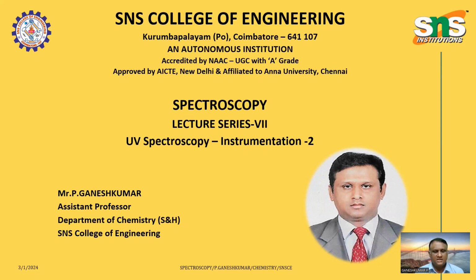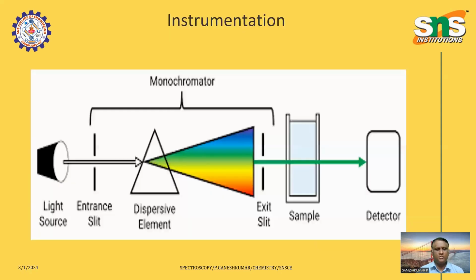In the previous series, we were discussing the properties of light, electromagnetic radiation, the ultraviolet region, Beer-Lambert's law, and the principles of ultraviolet spectroscopy, particularly the excitation levels. In the previous session, session number 6, we started with the instrumentation part. In instrumentation part 1, we discussed the source of light, what lamps are used, and what the conditions are to select the light source.